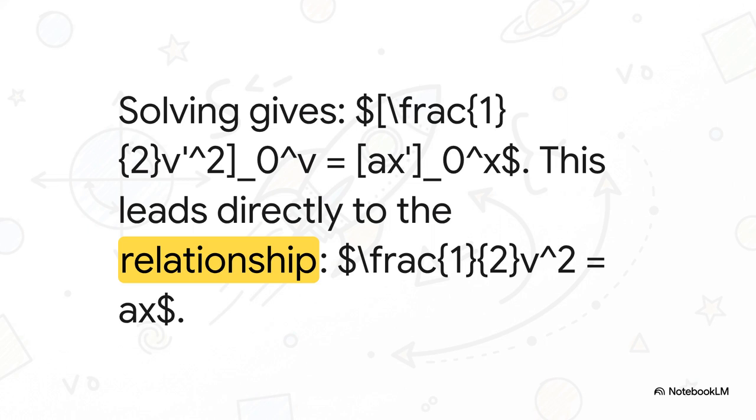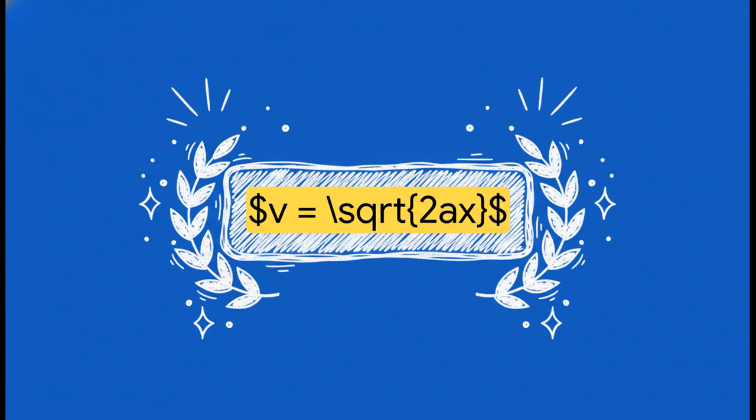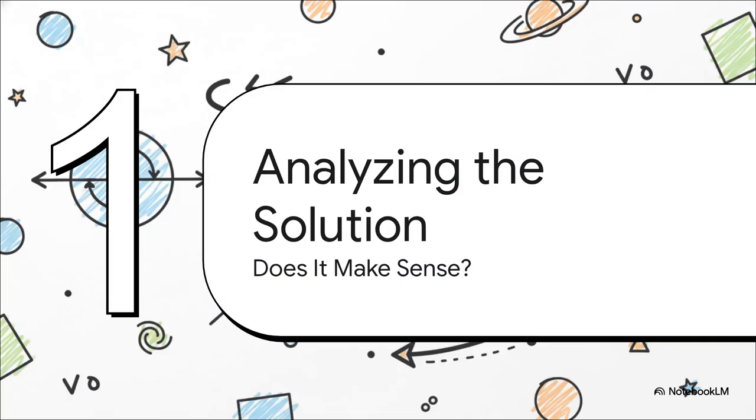The integral of v dv is just 1/2 v squared. The integral of a dx is just ax. We apply our limits of integration from 0 up to v and x, and we end up with this beautifully simple relationship, 1/2 v squared equals a times x. And now it's just one final step of algebra to solve for v. And there it is. The velocity of the particle is the square root of 2ax. So we have an answer.